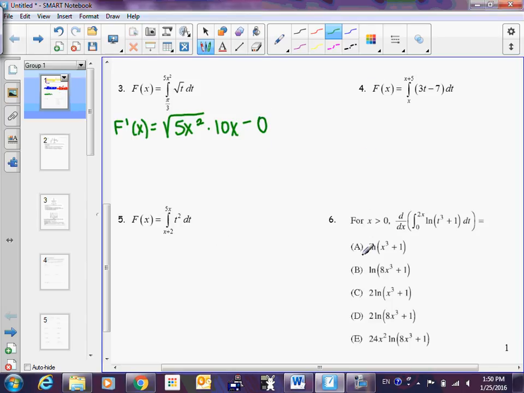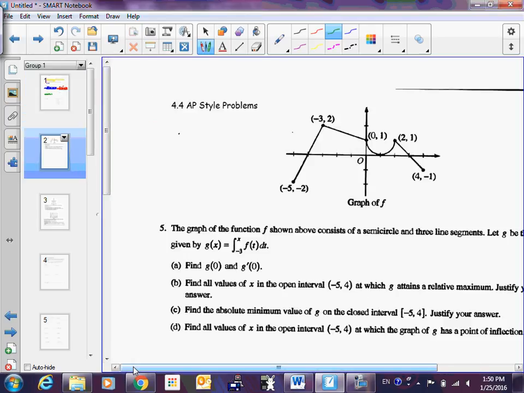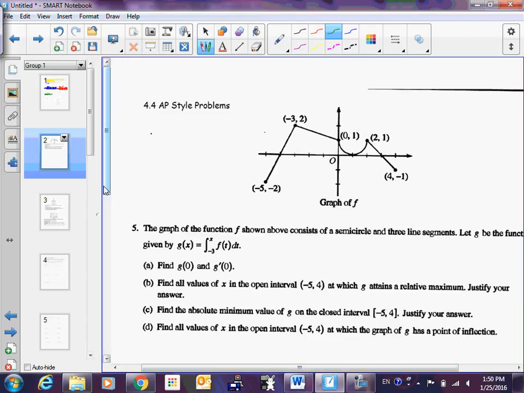Okay, 4, 5, and 6, that's going to be your classwork tomorrow. Number 6 has some natural log in there. Don't let that freak you out. It's multiple choice, so you have to pick out the right one. So turn the page. And then here's our second mini lesson.